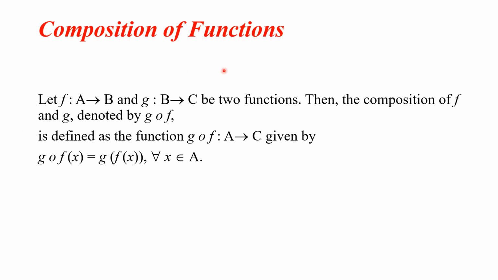The next concept is the composition of functions, which means combining two different functions, or maybe three different functions. Let us take two functions here. f is defined from the set A to B, and the second function g is from B to C. Then the composition of f and g, denoted by g composition f, is defined as a function from A to C, given by g composition f of x is equal to g of f of x for all x belonging to A. So this is how I define the composition for two functions f and g.